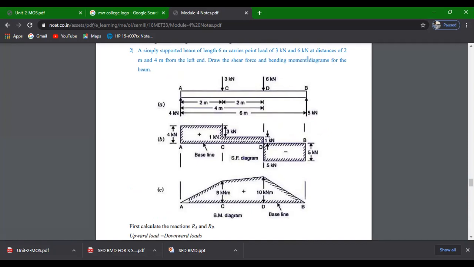we have upward forces there. As upward forces will be negative, from here to here some negative shear force will be there, 5 kilonewtons, and from here to here we don't have any UDL or any type of load. So the shear force will be constant. From here to here, at the point D, 6 kilonewtons will be there. Actually, the negative 5 kilonewtons will be there.